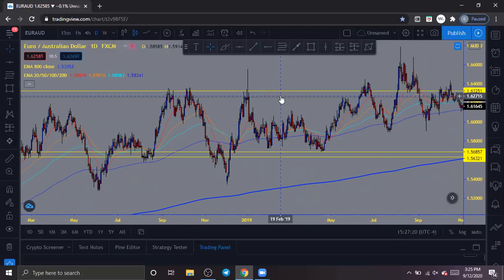So resistance and support, that's essentially it. Hopefully you guys took some value from it, a little bit of gold nuggets here and a little bit of gold nuggets there.